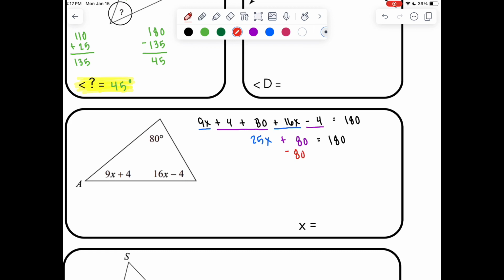This is a two-step equation, so to get the x by itself, I need to first subtract the positive 80. That means that on the left-hand side, the 25x is the only term over there, and that's great. And on the right-hand side, I have to do 180 minus 80, and that gives me 100. Then I divide by 25 on the left and the right, and 100 divided by 25 is 4. So I have successfully used the triangle sum theorem to find out that in this particular triangle, x is equal to 4. I could plug that in and find the angle measures, but I'm not asked to do so.